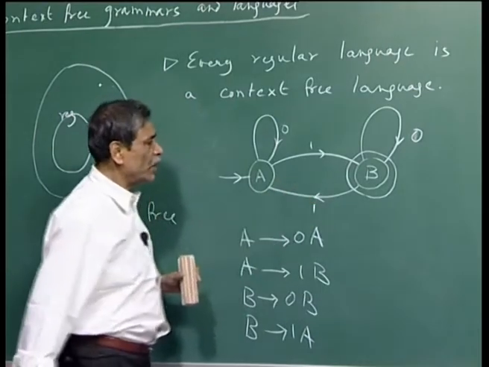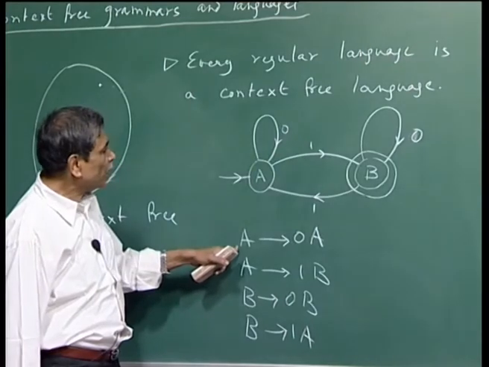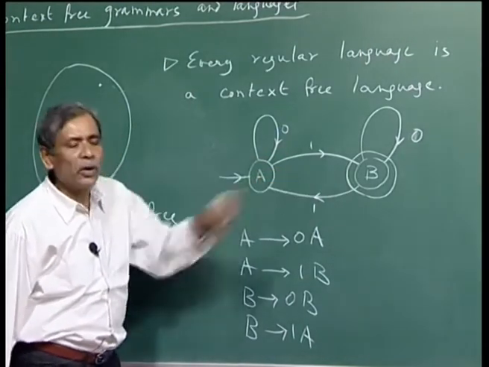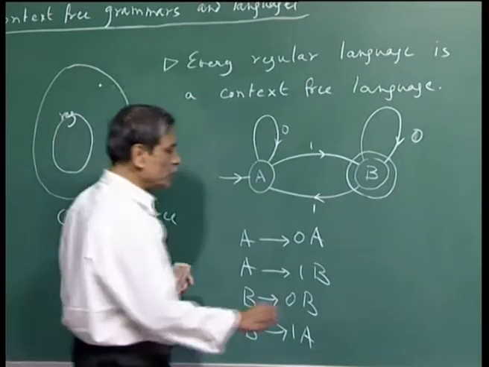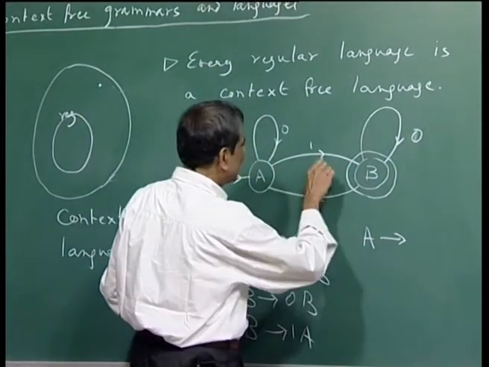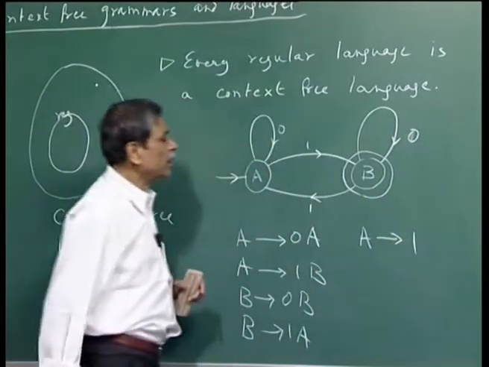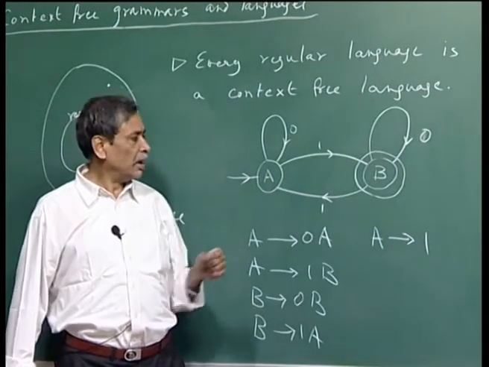Here there is of course one final state, you see. So, starting from A, using 1, I could have gone to B, which is a final state. So, in such a case, I will also write A goes to 1, and not write the state.